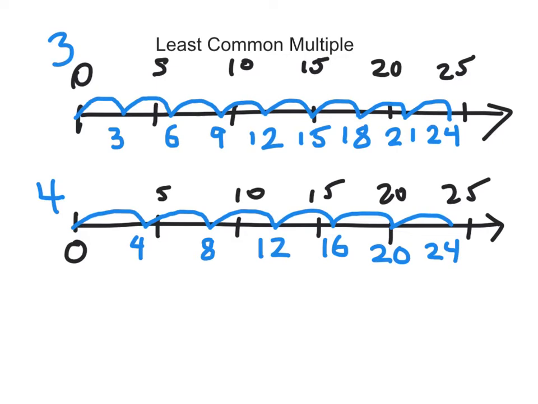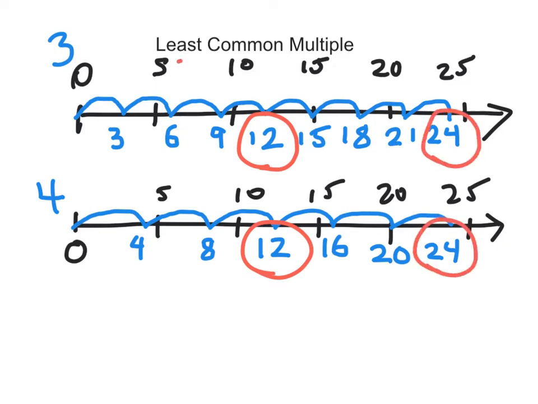The common multiples that they share, if we look at the numbers, they both share the number 12 as a multiple, and they both share the number 24 as a multiple. Now the least of these two of their common multiples would be 12. So 3 and 4 share an infinite number of multiples. We could just keep multiplying forever, and there would be an endless supply of numbers that they would both have in common. But the very least number that they have in common would be 12.